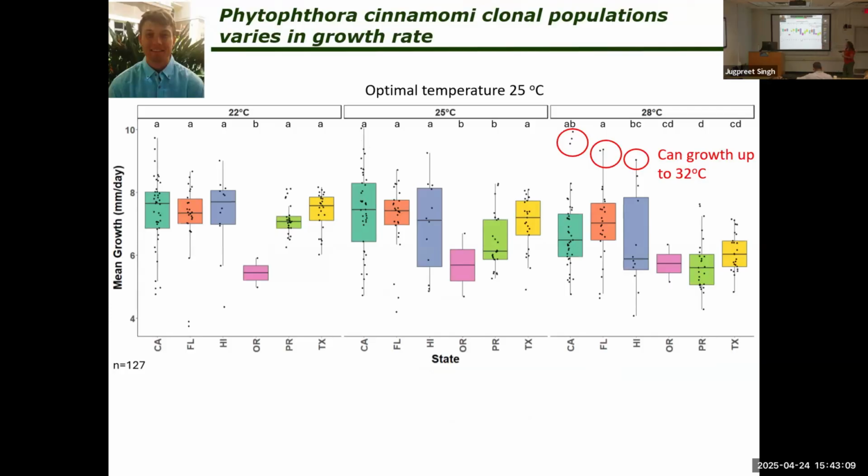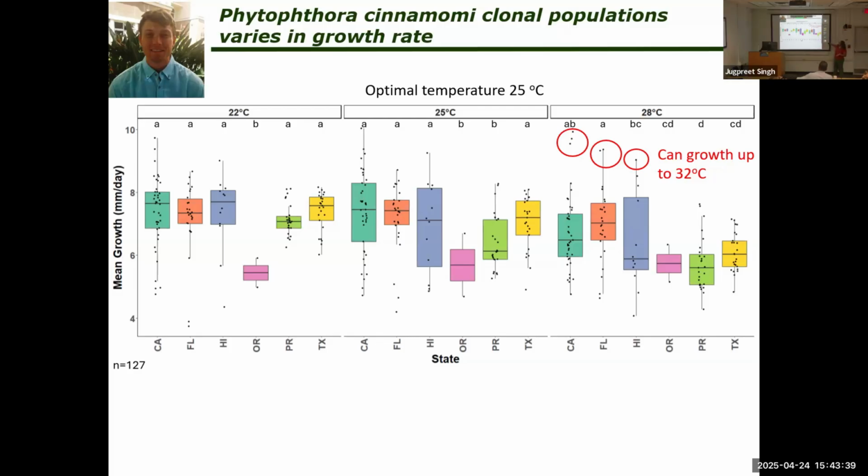So we have different states, Florida, Hawaii, Oregon, and we found that this Phytophthora cinnamomi, remember, is clonal. They don't do sexual reproduction. So the genetic diversity is not very big, but they have a great adaptive capacity to make the resistant rootstocks susceptible, to make them potassium phosphite insensitive, and now they can grow at different temperatures.